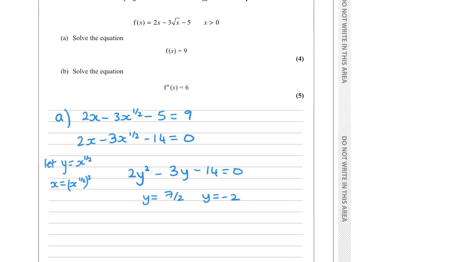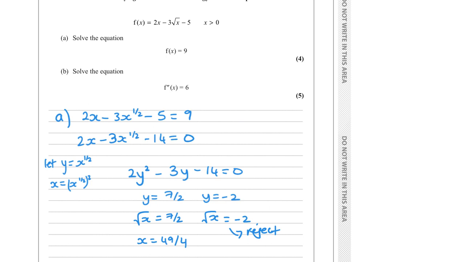Now, remember we said that y was equal to root x. So we're saying root x equals 7 over 2, or the square root of x equals negative 2. However, can a square root of a number give me a negative 2? No. So we reject this one. Square root of a number gives me 7 over 2, so now I square that to find my x, which is 49 over 4. Now I know I can square minus 2 to give me positive 4, but the point is that a root of a number would not give me negative 2. Okay?